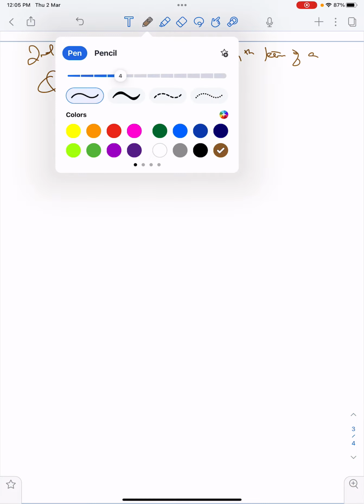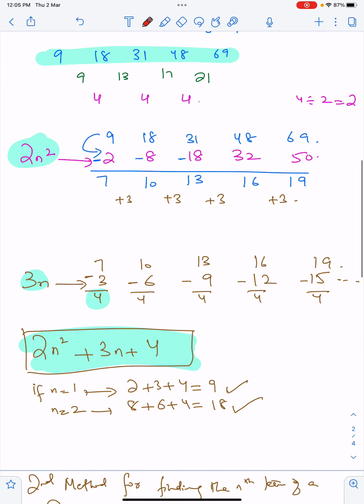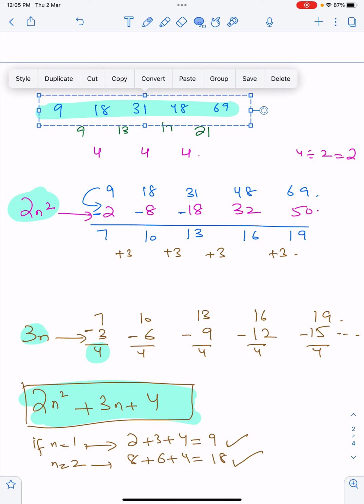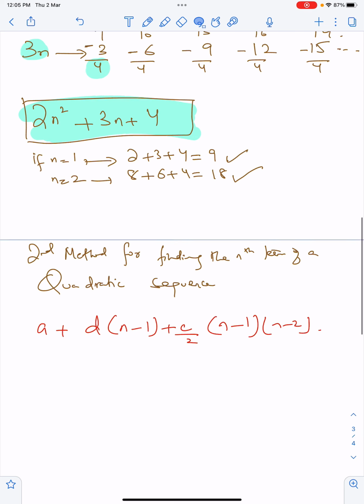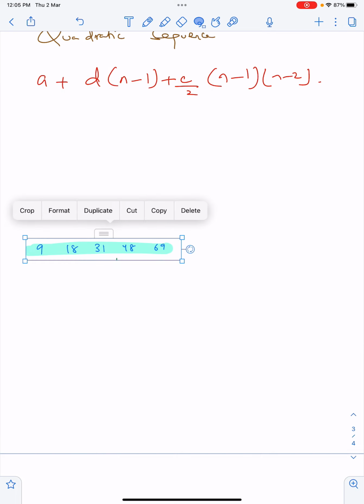Okay, what is the formula to find out the nth term of a quadratic sequence? The formula is a plus d(n minus 1) plus c upon 2 (n minus 1)(n minus 2). I'm just copying the sequence underneath here. This was the sequence. I'm defining the terms here.